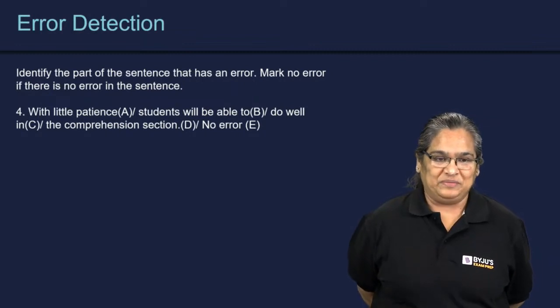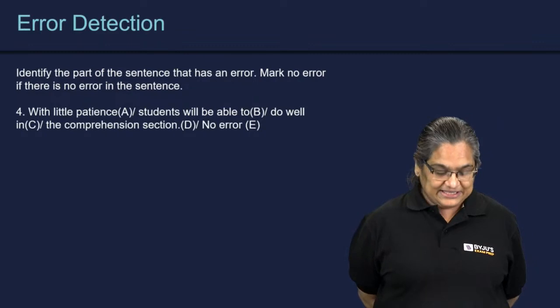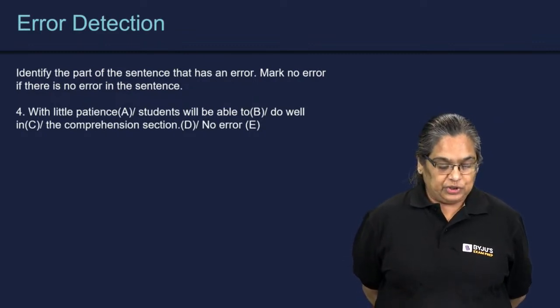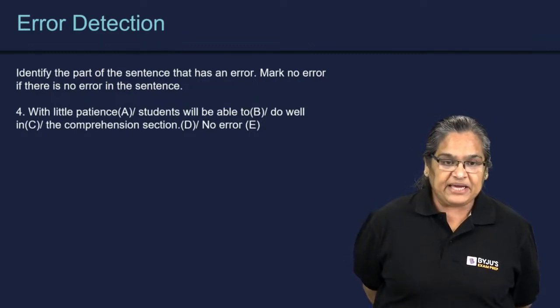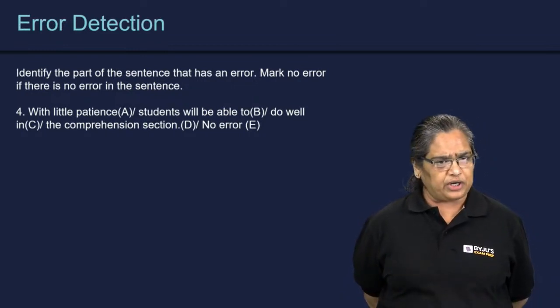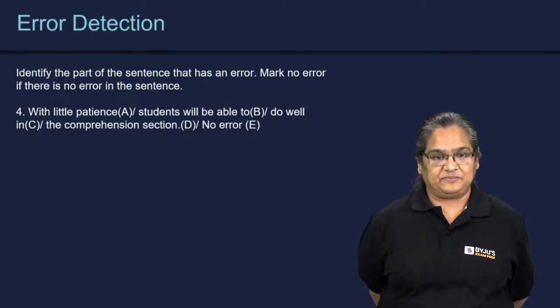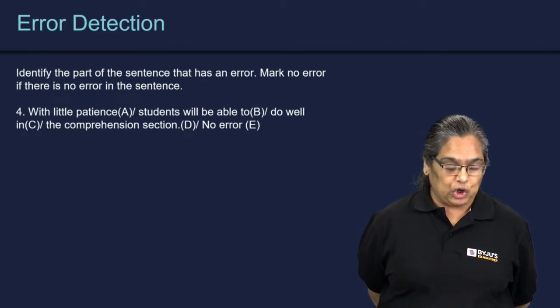Question 4. Please mark the question number when you write the answer, okay? Easier for me to keep track also. So, is it A, B, C, D, or is there no error? There is no error to spot, it's E. Otherwise, tell me what is the error in this sentence. This is testing your knowledge of.